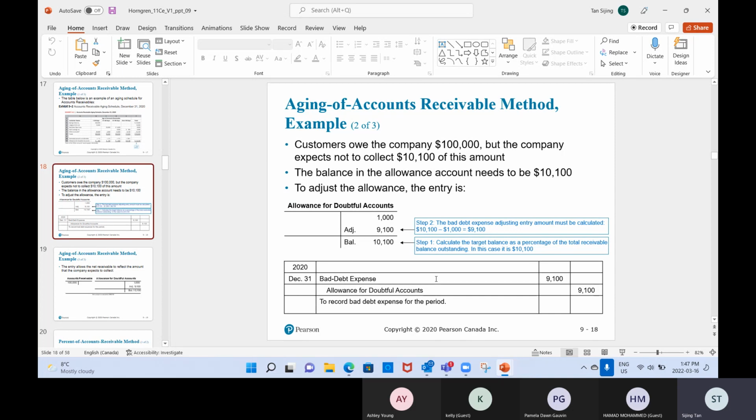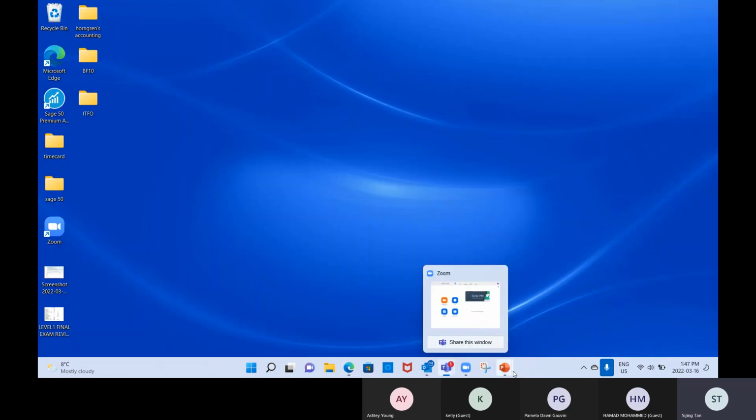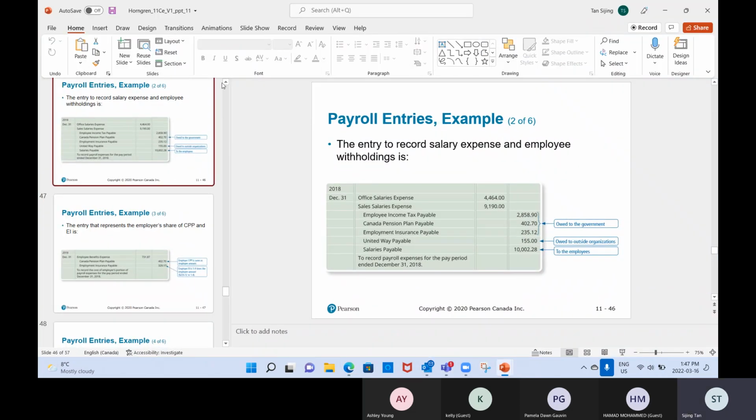Not too much in chapter 9 actually. And then we'll move on to our chapter 11, which we have studied yesterday. Okay, any question for chapter 9? Any question regarding this aging accounts receivable method? No? Okay, then the last part will be our chapter 11. Chapter 11, payroll.